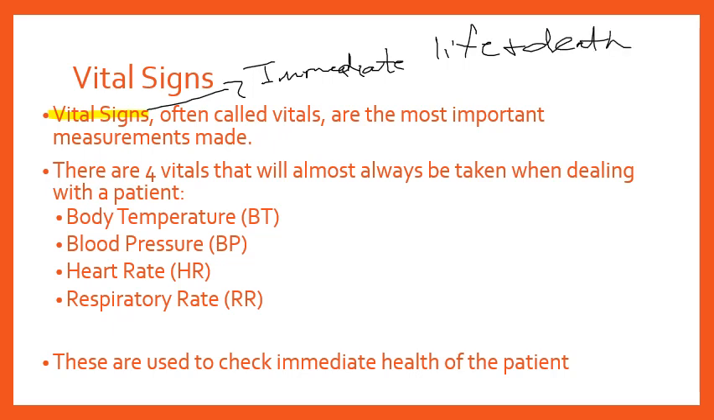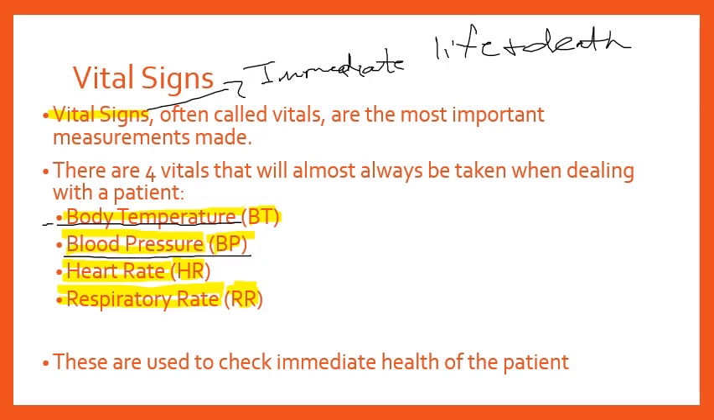And our 4 vitals that we consider there to be are the body temperature, often abbreviated your BT, your blood pressure, abbreviated your BP, your heart rate, your HR, and your respiratory rate, your RR. If you think about what each of these are, remember we learned that without a normal body temperature, proteins in your body unfold and you die.